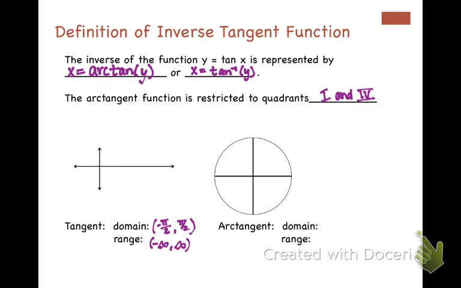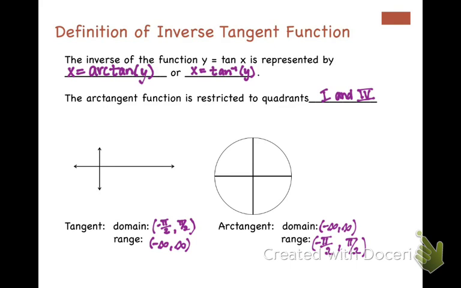That means my arctangent domain is just -infinity to infinity. I can put anything I want into arctangent, but I can only get back angles between -pi over 2 and +pi over 2. That doesn't really look like a 2, so we're going to clean that up a little bit. That's a little bit better.